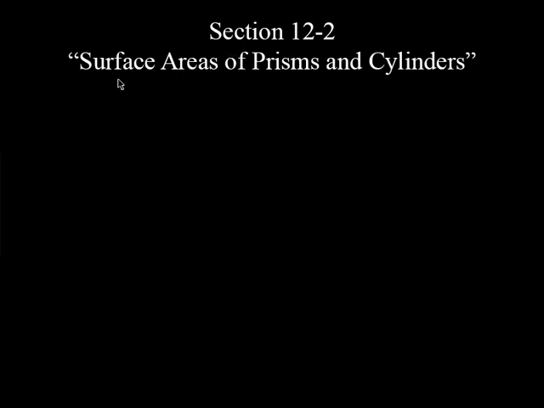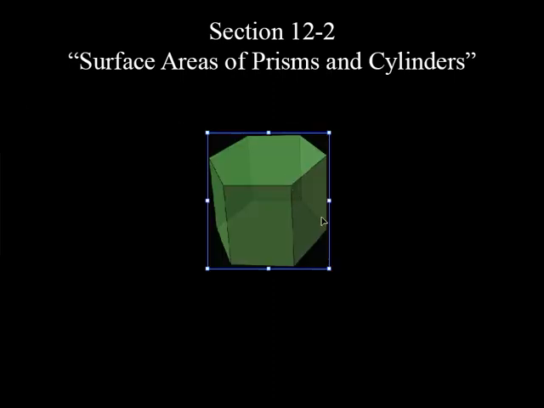So notice what the title is, surface area. Now we've talked about area. In fact, that whole last chapter, chapter 11, we talked a ton about area. But this is not just area of a flat surface, this is area of a prism and a cylinder. Let me show you an example of a prism. This would be a prism. Let's talk about it a little bit.